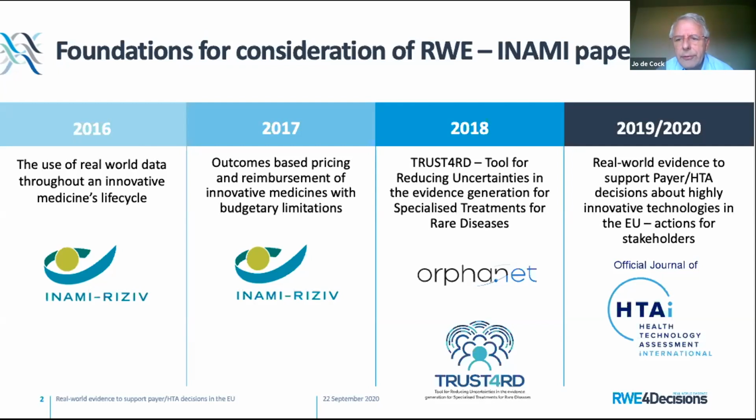The third initiative was to make it more practical. We are not a think tank. We are not an academic consortium, but we are people coming from different backgrounds, supported also by academia, let's be clear, to have sufficiently action-oriented approaches. And one of them was, can we construct and build a tool for reducing uncertainties in the evidence generation of specialized treatments for rare diseases?